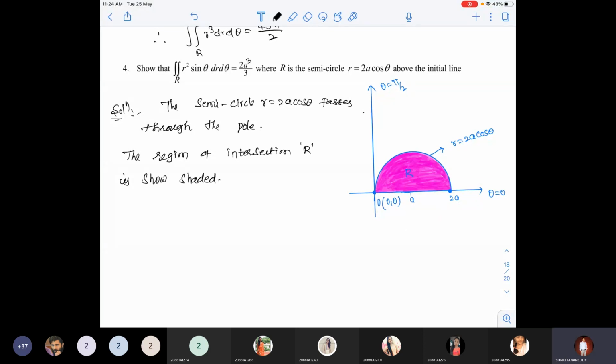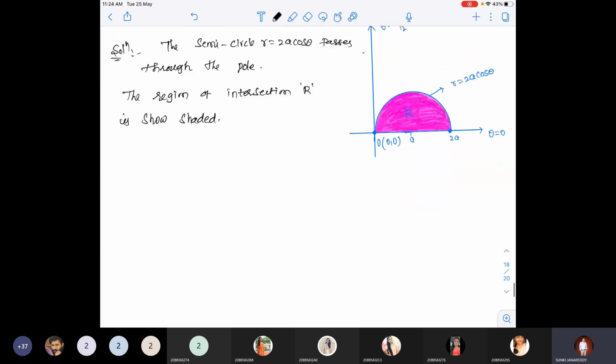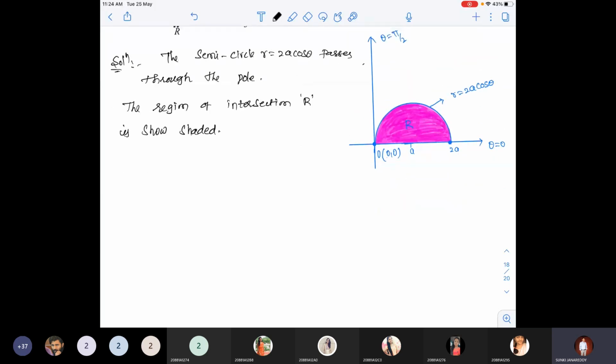Here r varies from 0 to 2a cos theta. Next, while theta varies from 0 to pi by 2.